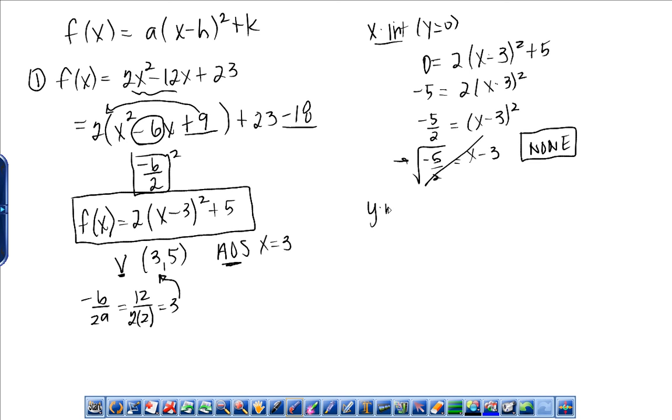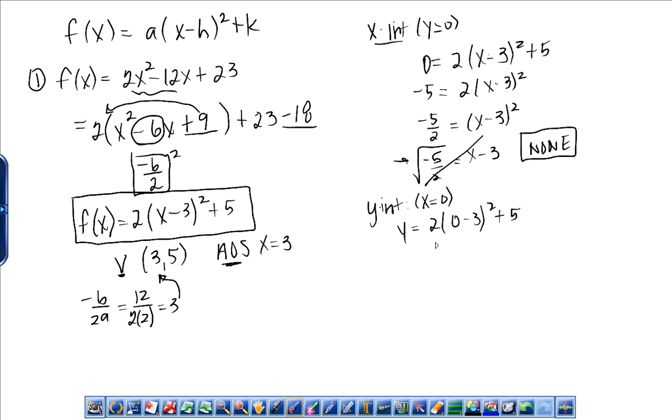Let's find our y-intercept. On a y-intercept, your x is equal to 0. So I'm taking my equation again and saying y equals 2 times, plugging in a 0 for your x value.